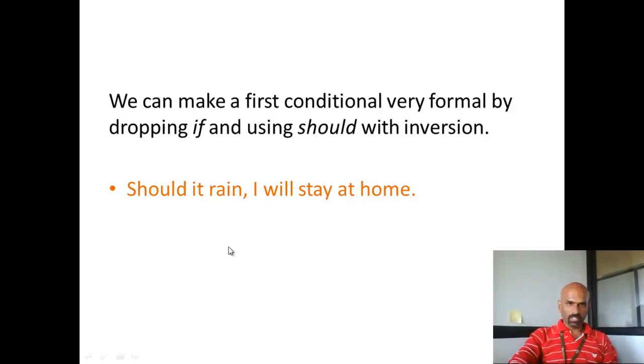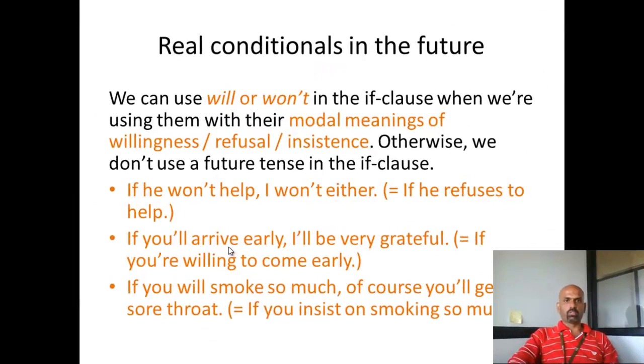Let me repeat, in the previous sentences we have used if it should rain, I'll stay at home. But that can be converted to a more formal form by dropping if. You remove if, and instead we use should: should it rain, I'll stay at home. It gives you a very factual way of writing, I would say, but it's very formal. You can use it absolutely. Next one. We can use will or won't in the if clause when we are using them with their modal meanings.